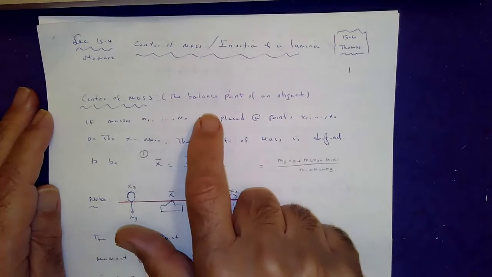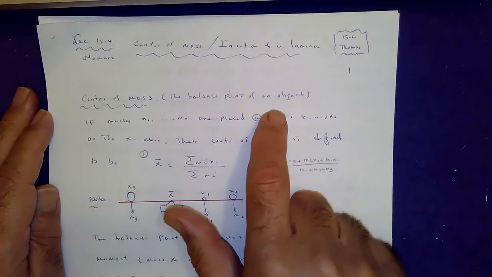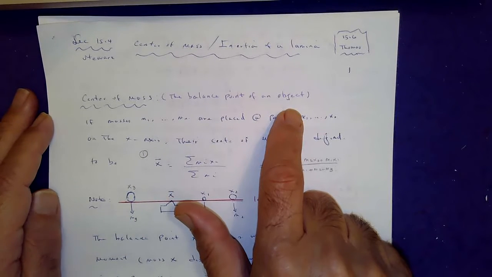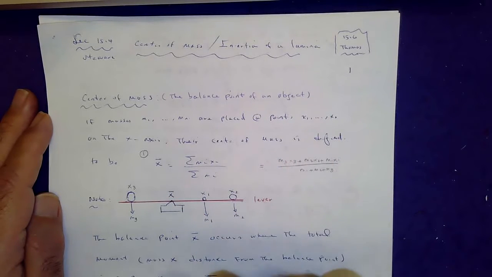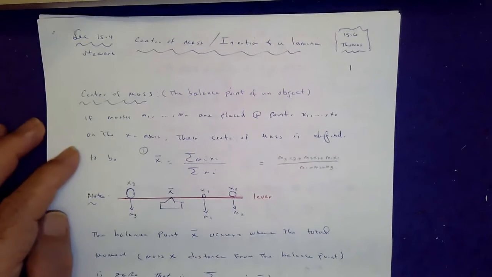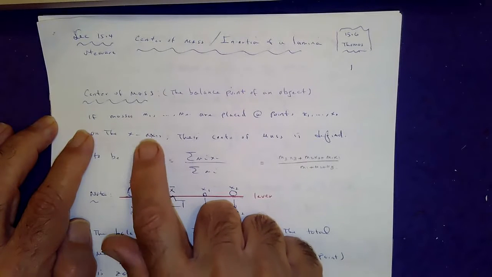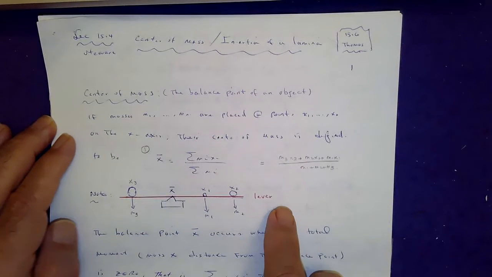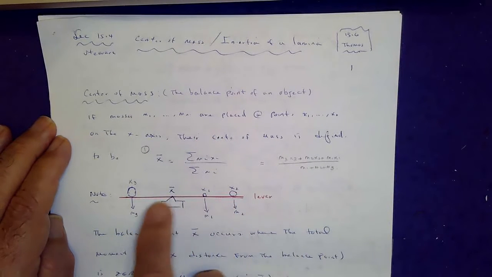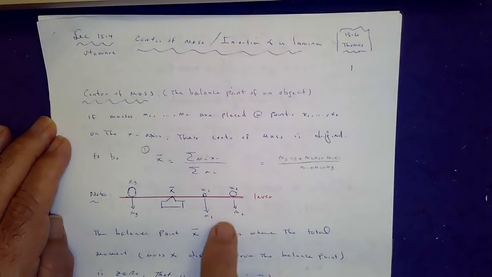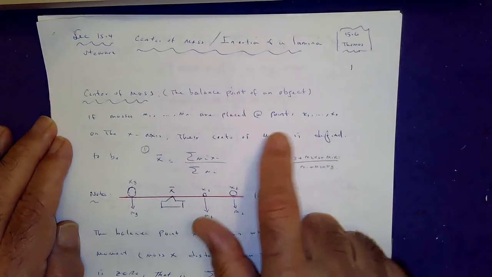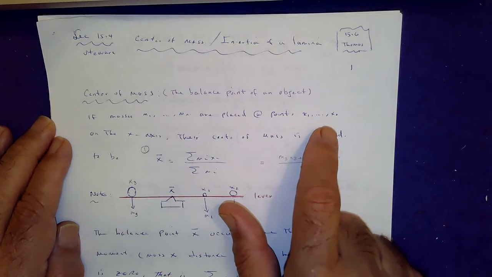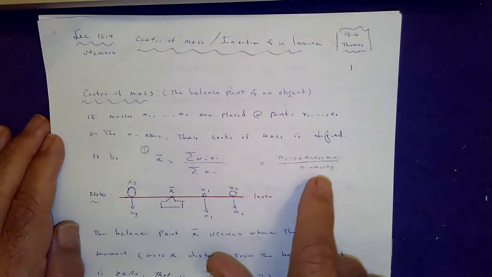So when you find the center of mass of an object, you're trying to find the balance point of an object. In other words, if you have an object, where would you put your finger on that object to balance it up? So if you have point masses, which are isolated masses on the x-axis, let's say you've got mass 1, mass 2, and mass 3, positioned at x1, x2, x3, and so on and so forth.